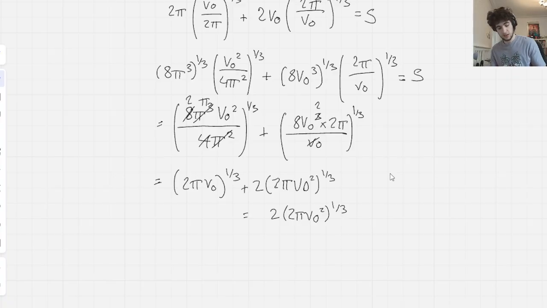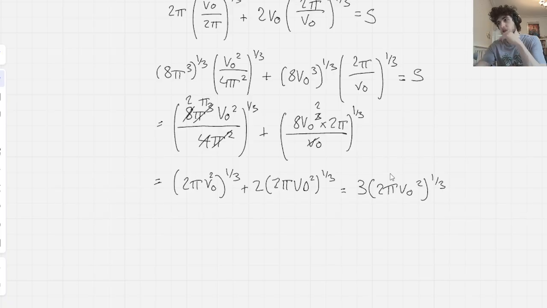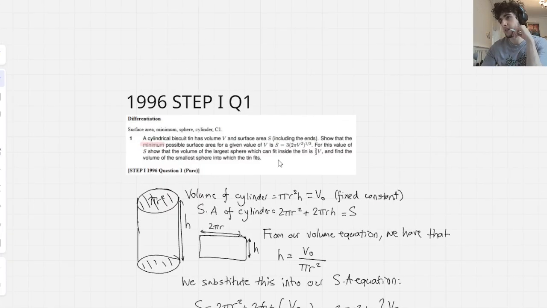And clearly this, so we basically just have 2 pi v naught squared to the power of a third, add 2 lots of 2 pi v naught squared to the power of a third. So those terms are exactly the same. It's just like x plus 2x. So we're just going to get 3 lots of 2 pi v naught squared to the power of a third. And hopefully that's what we expected, right?